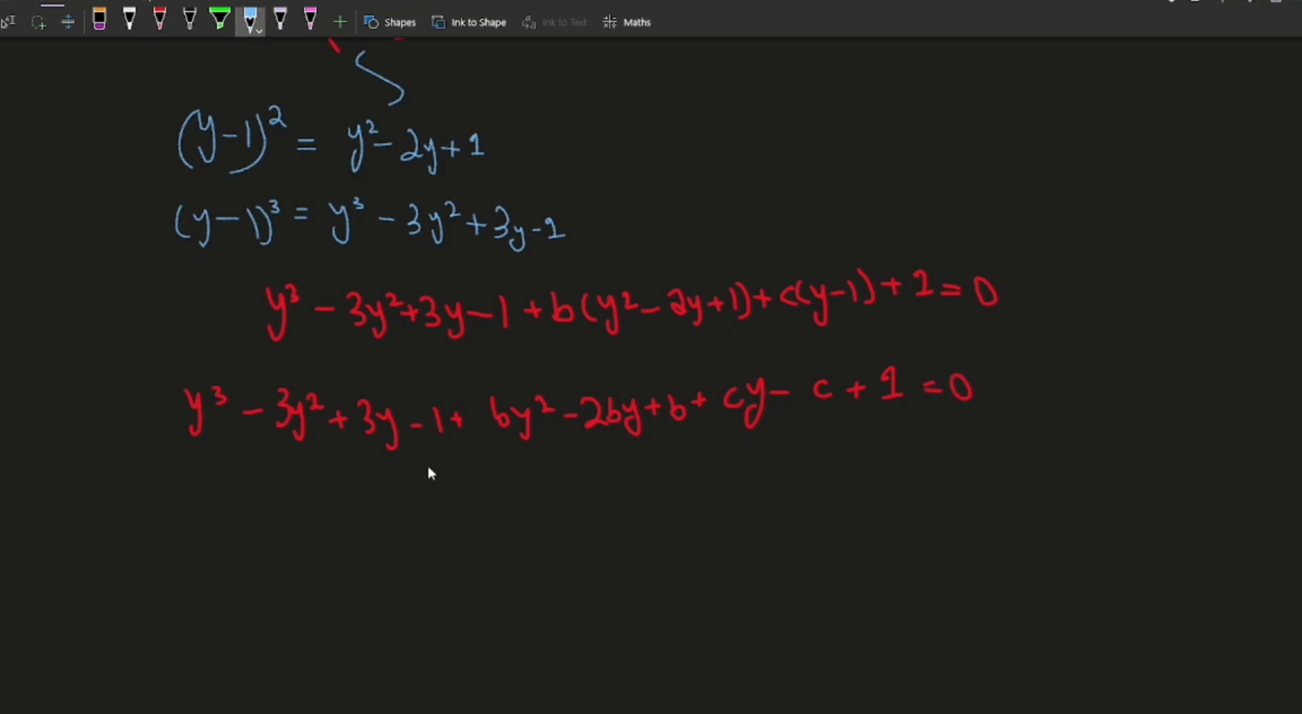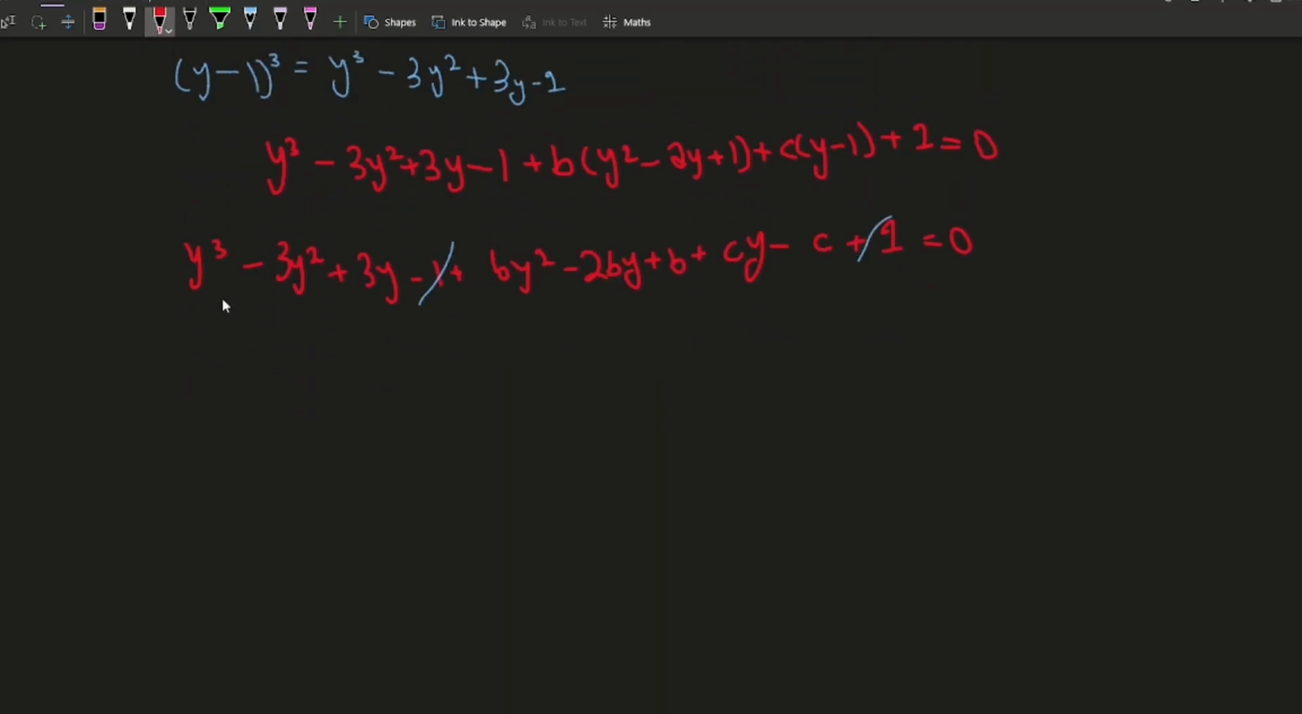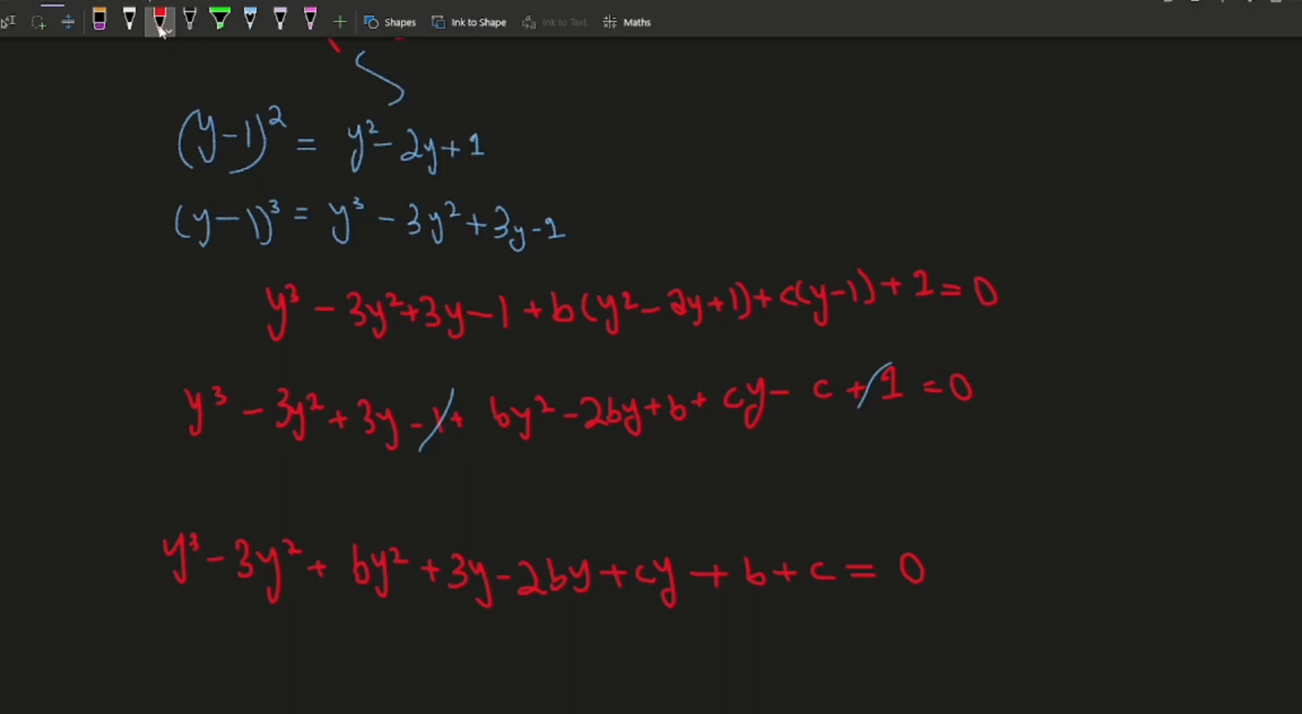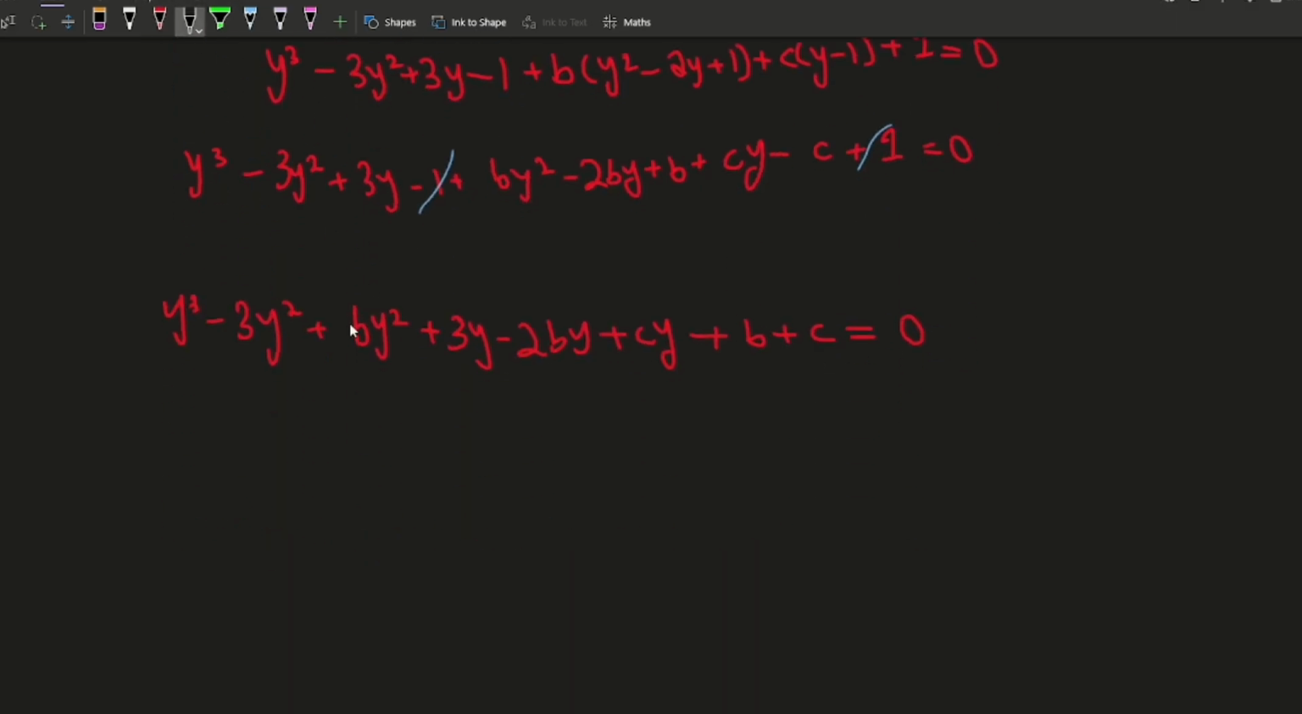Now let's see if anything is cancelling. Yes, there is. Minus 1 and plus 1 is cancelling out. So now let's write like terms together. y cubed minus 3y squared plus by squared plus 3y minus 2by plus cy plus b minus c, and all of this is equals to 0.